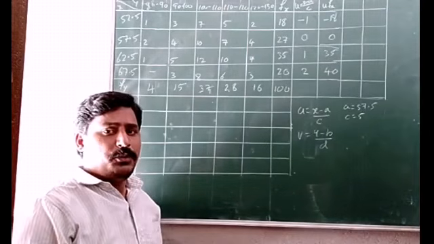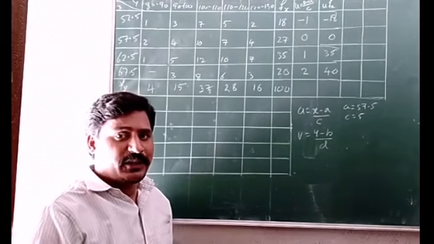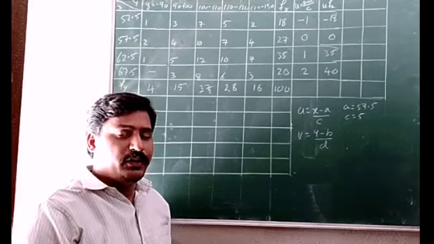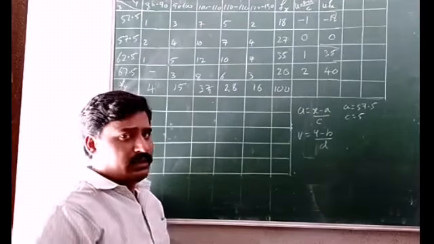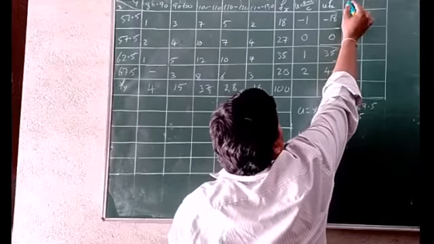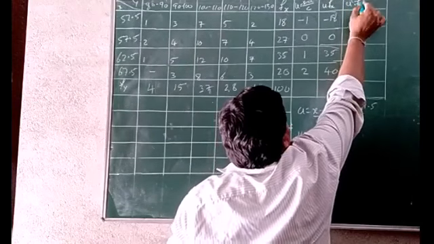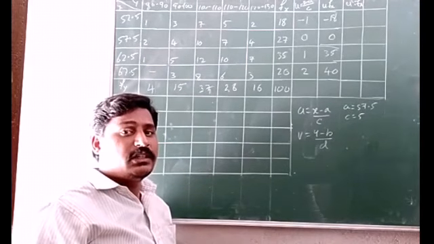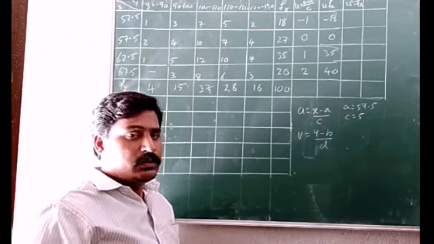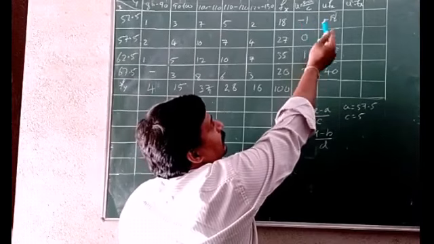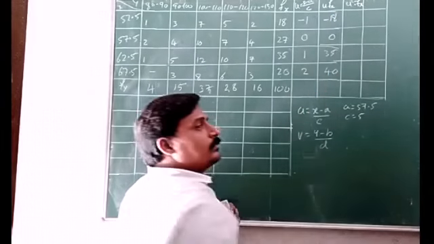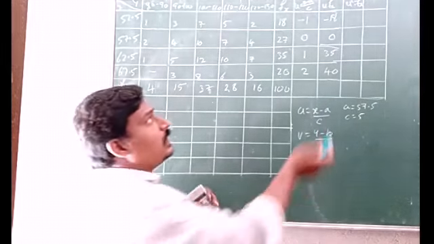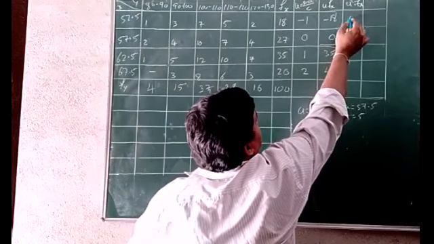And next column we need is U square Fx, that is square of U column, then into frequency of X, that is U square into Fx. So just U, we are making a square here, remember. So that is minus 1 square. Minus 1 square is minus 1 into minus 1 plus 1. So 1 into 18, we get plus 18.